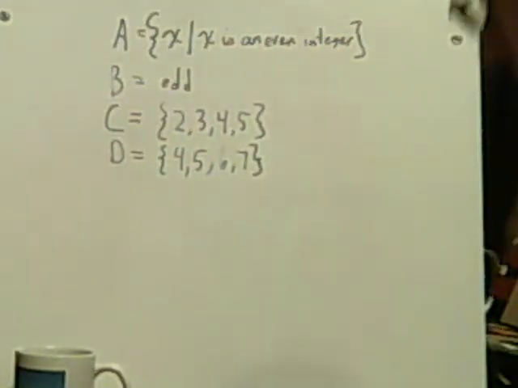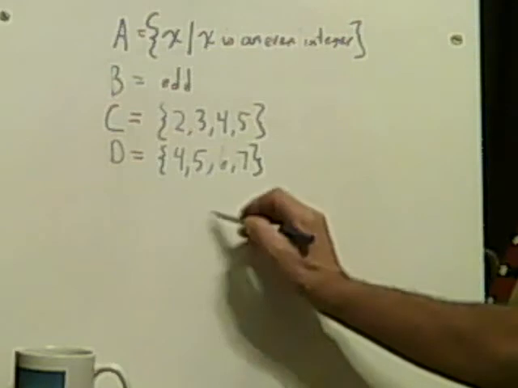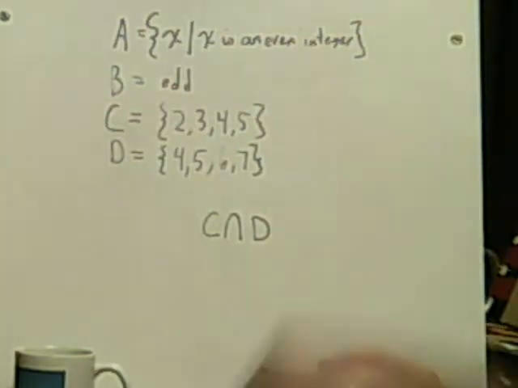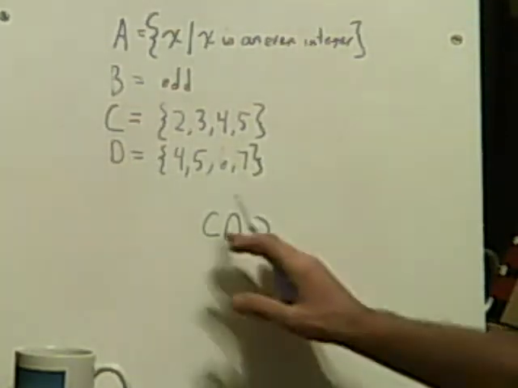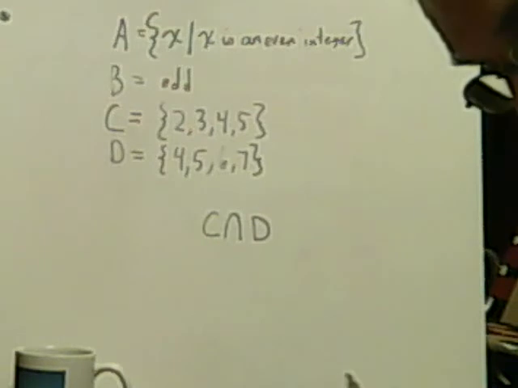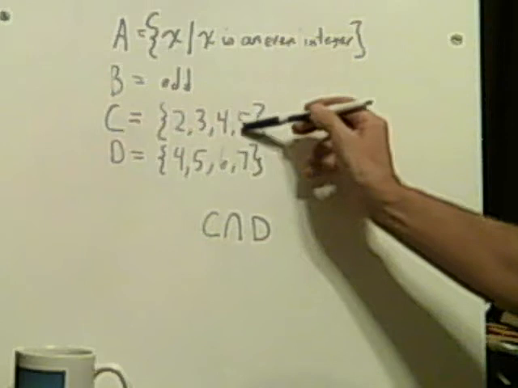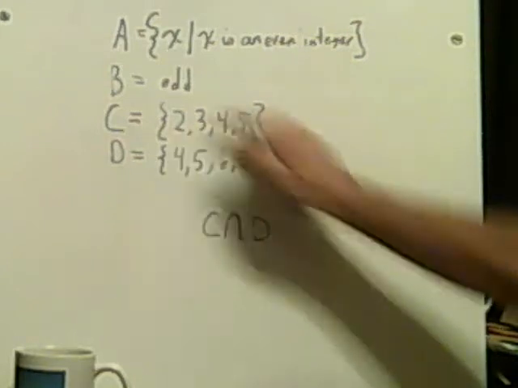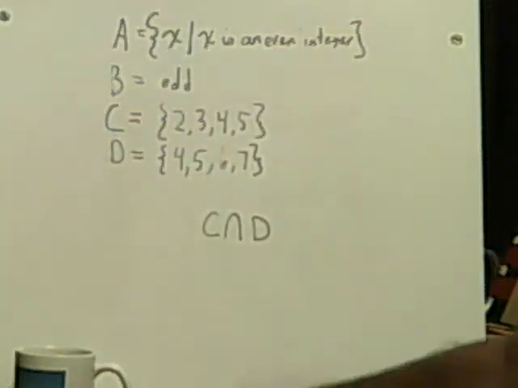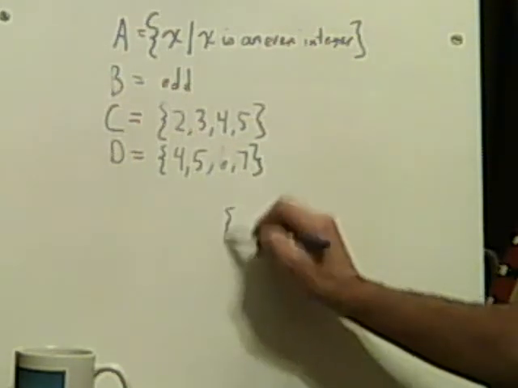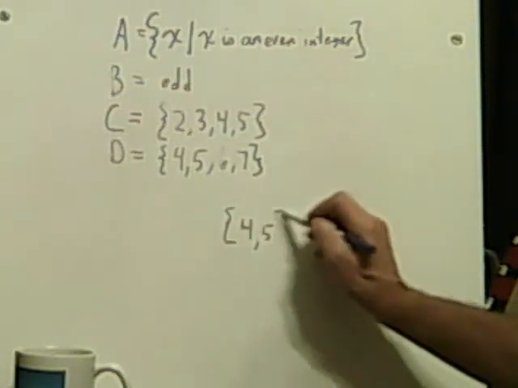And now, problem 2 is going to be C intersect with D. That's a symbol for the intersection. It's the upside down U. Okay? U is for union, and the upside down U is for the intersection. So we can see that the intersection of C and D is going to be the numbers 4 and 5 because they're common to both sets. And that's the definition of an intersection. So the answer would be the set 4 and 5.